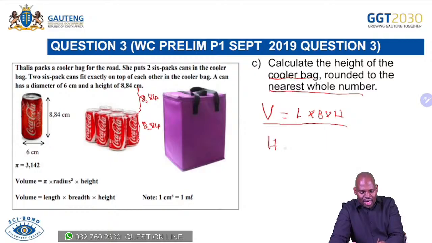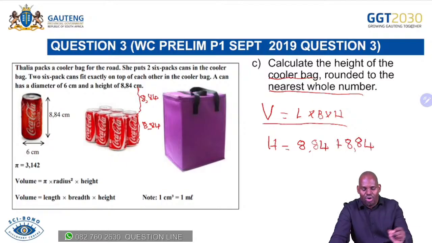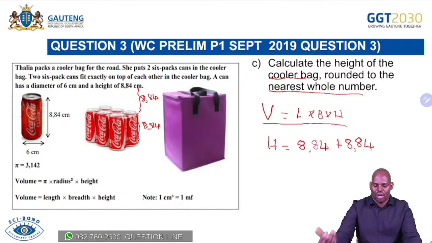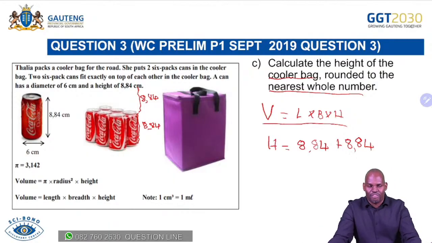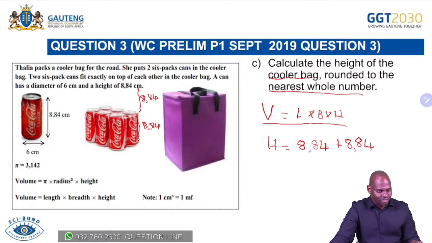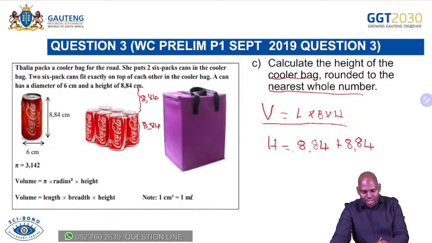So we just say height equals 8.84 plus 8.84. Or if you want to, you can say 2 times 8.84. You still get the same answer. So if you take 8.84 plus 8.84, then this will give us 17.68.